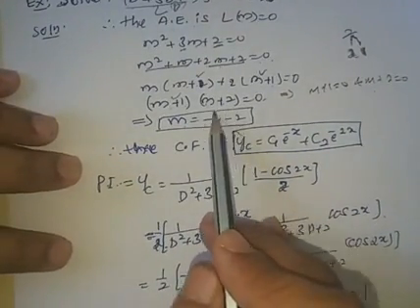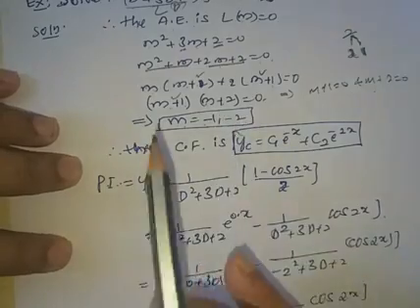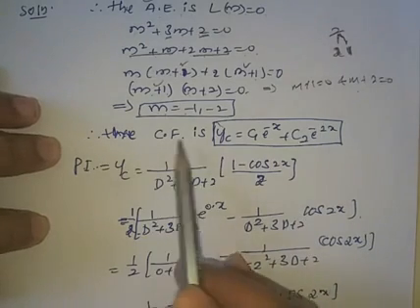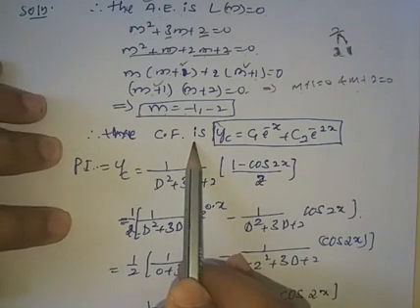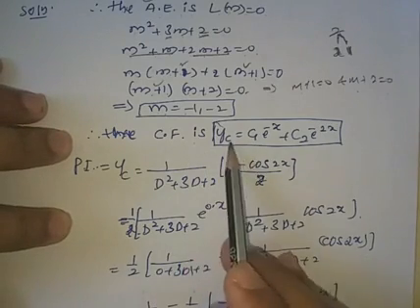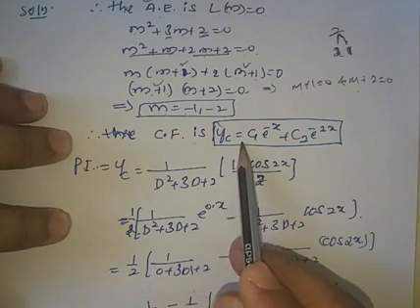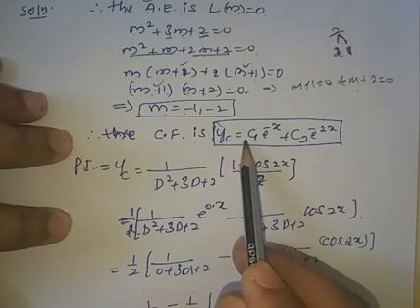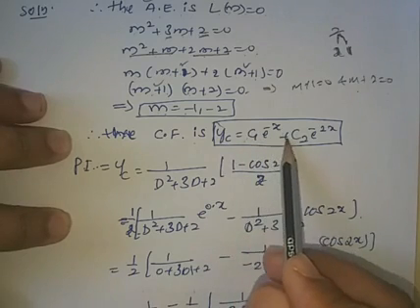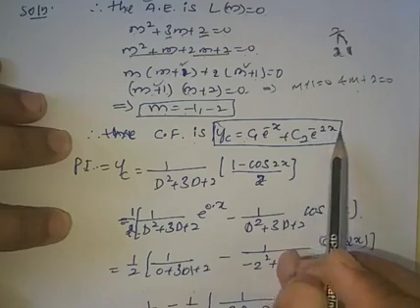Now you observe these two roots are real and distinct. Therefore the complementary function, according to case number 1, which we have discussed when we were discussing the homogeneous differential equation, is given by yc, or complementary function phi of x, is equal to c1 e to the power minus x plus c2 e to the power minus 2x.